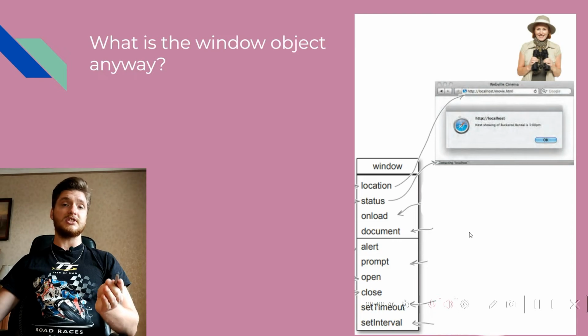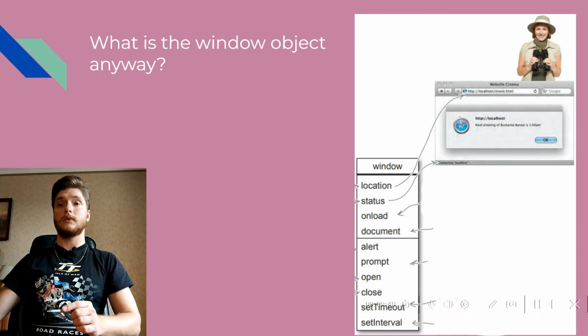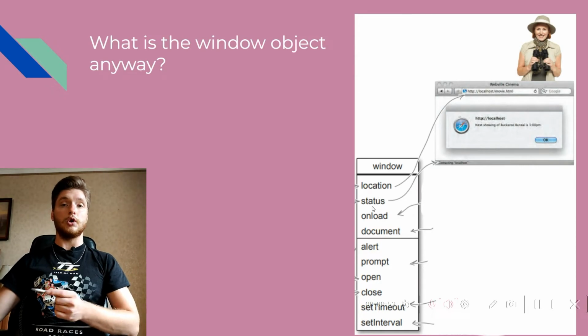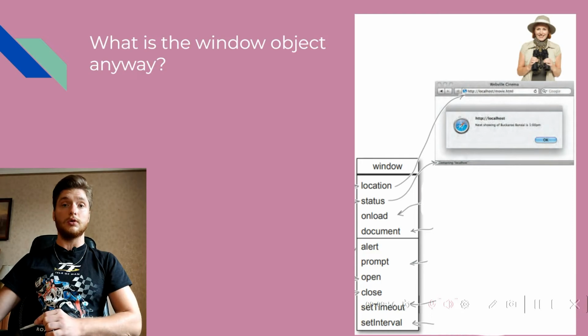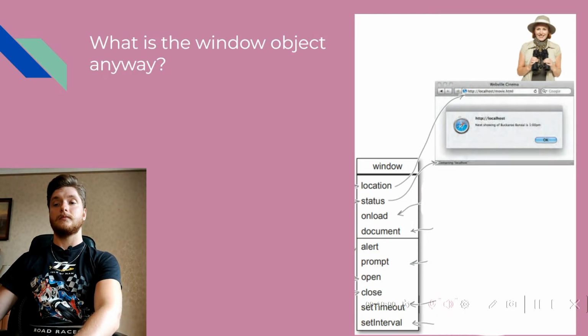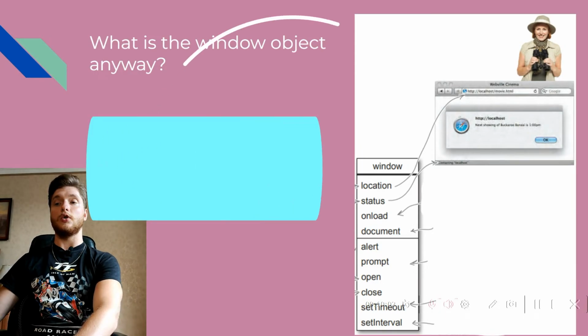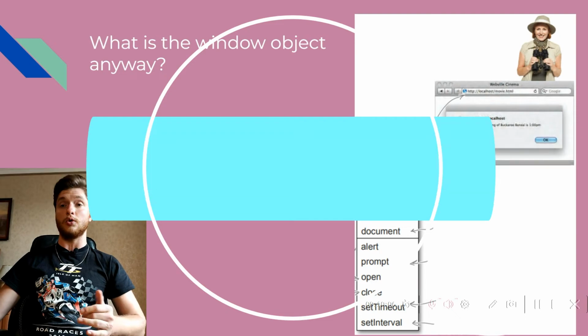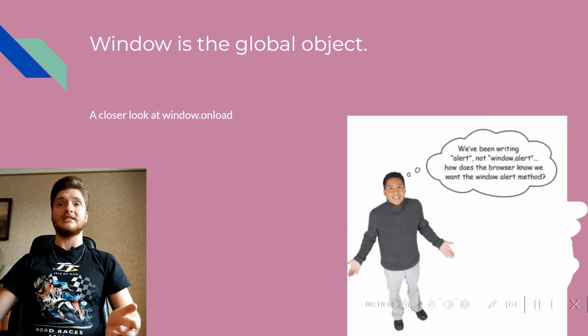The document property holds the DOM, and you've certainly seen this before. Onload is the property that holds the function to call when the page is fully loaded. Okay, and window is a global object. A closer look at window.onload. We will talk about this in the next lesson.